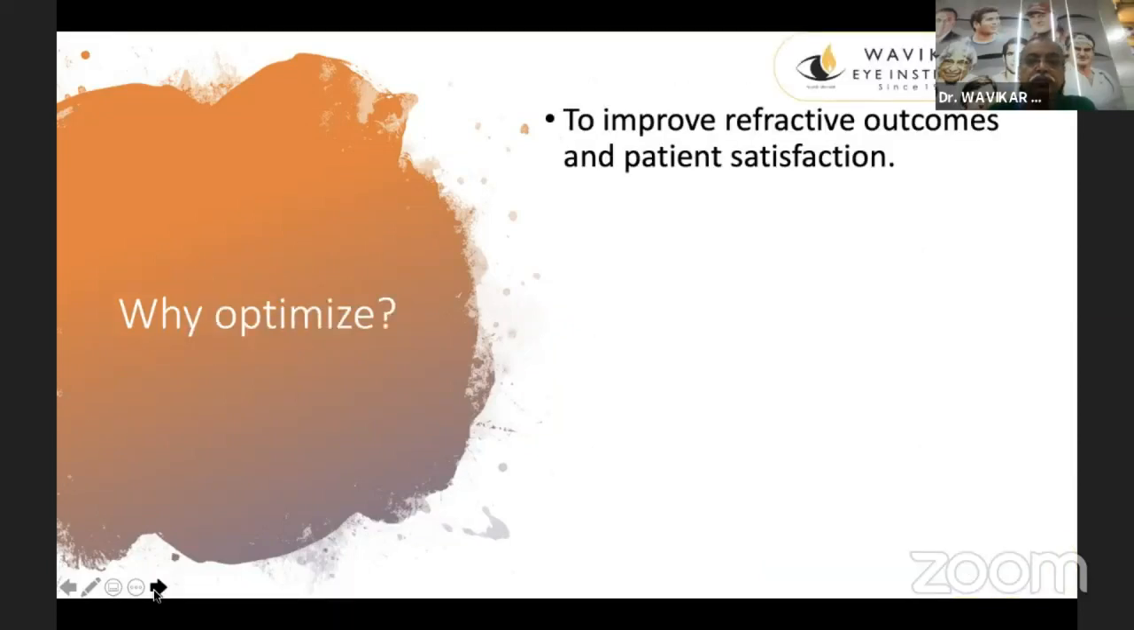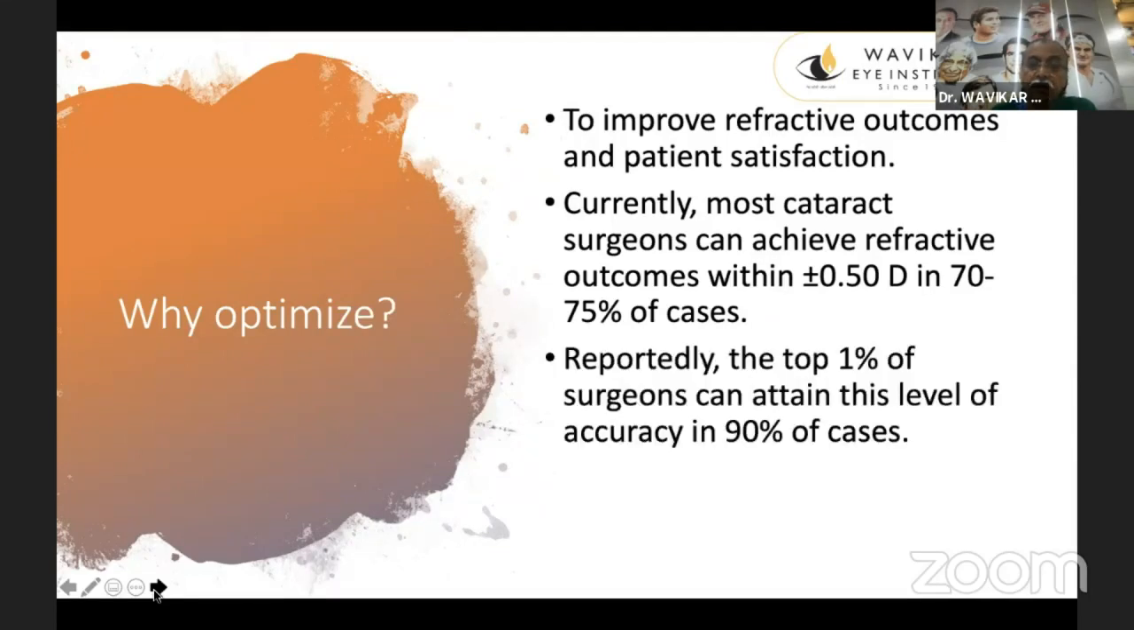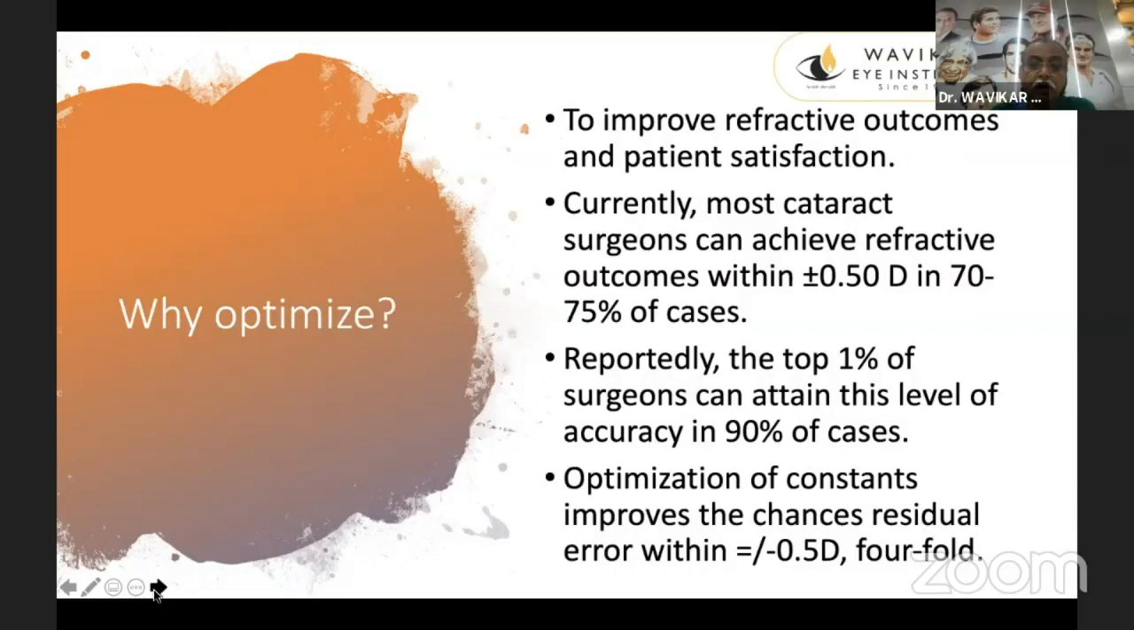So why optimize? Of course, to improve the refractive outcomes and patient satisfaction. Currently, most cataract surgeons can achieve refractive outcomes within plus or minus 0.5 in about 70 to 75% of the cases. But reportedly, the top 1% of surgeons can attain this level of accuracy in 90% of the cases. Optimization of constants improves the chances of residual error being within plus or minus 0.5 fourfold.